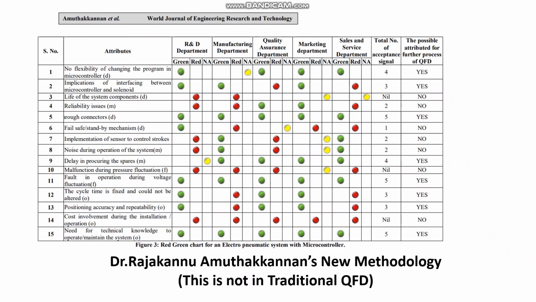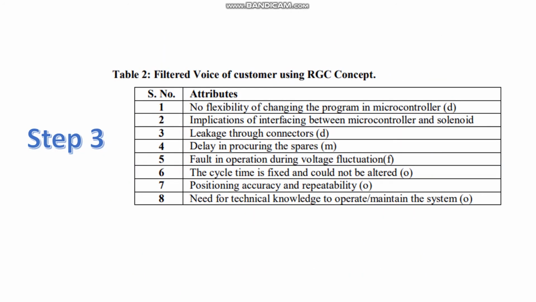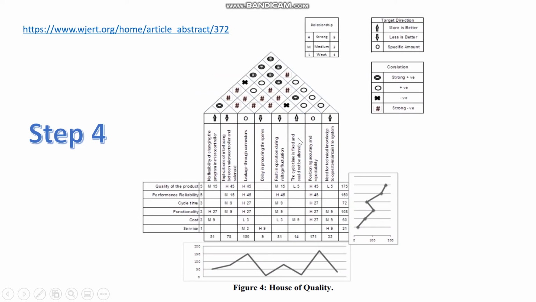If you are going to take 15 numbers of voice of customer, then the house of quality will become more complex, and this is the reason I have reduced from 15 to 8 number of voice of customer. These are all very important attributes we have to incorporate in the product. See here, this is the building of a house of quality.